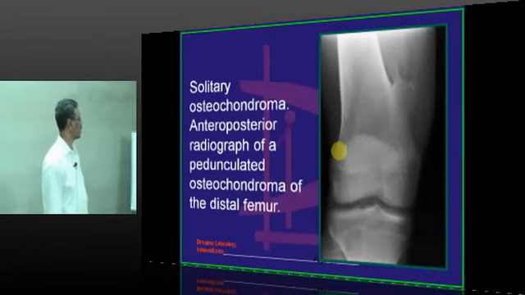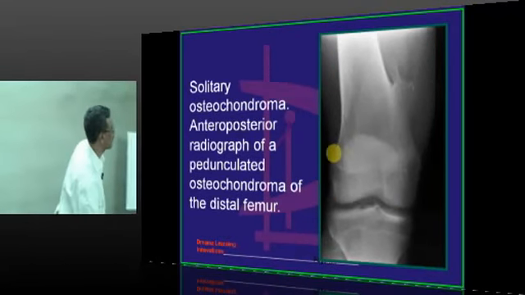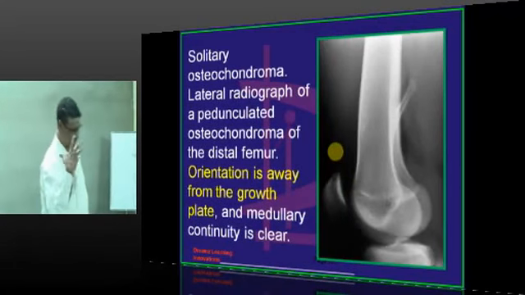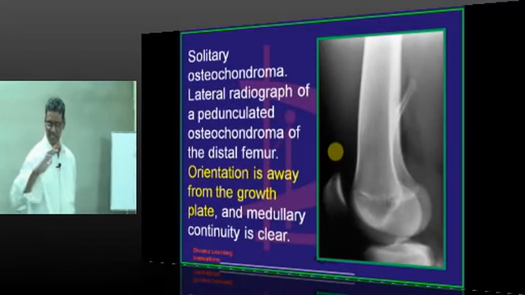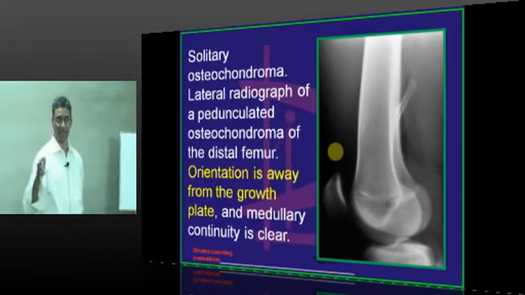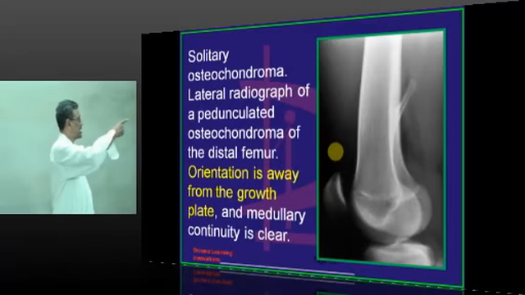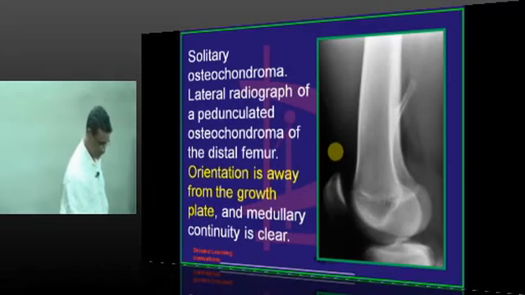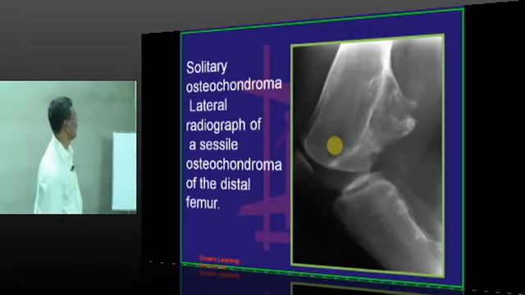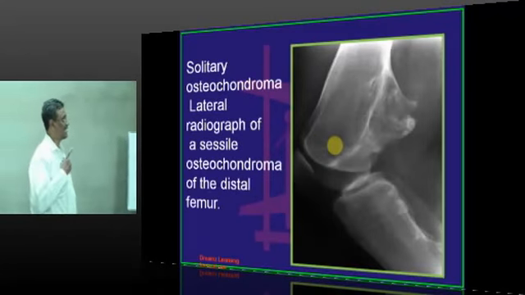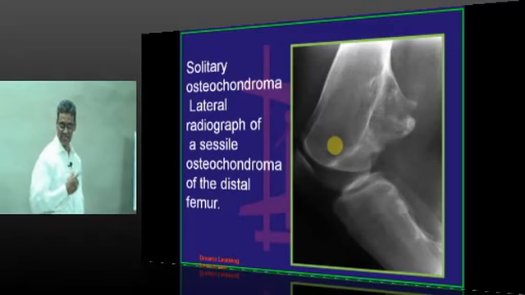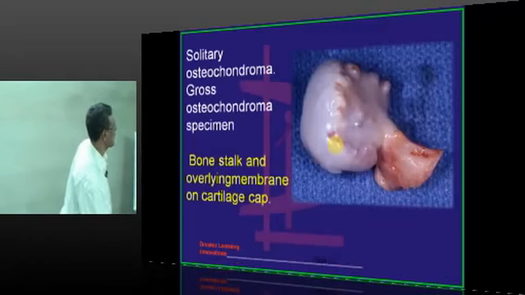In a solitary osteochondroma, you have to see whether it is pedunculated. These figures are just for revision. The orientation is away from the growth plate; see, this is growing away from the growth plate. This one is sessile, not pedunculated.